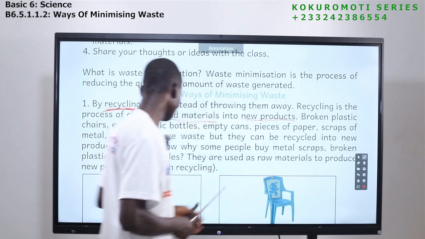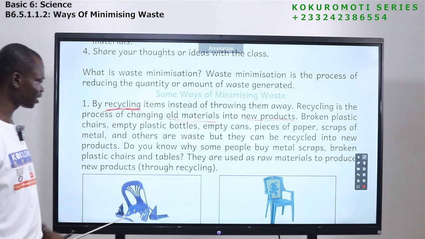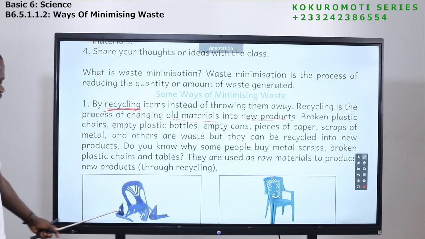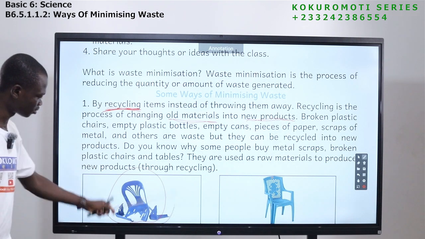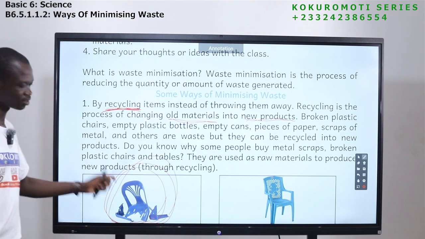So here we have this plastic chair, a broken plastic chair. Have you seen it? This is the broken plastic chair.